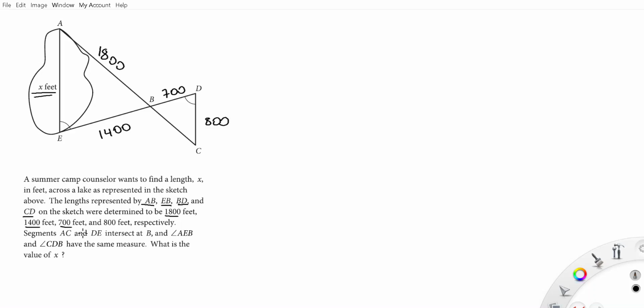Segments AC and DE intersect at point B, okay? And angle AEB, that would mean this angle right here, and CDB, that would be this angle here, have the same measure. What is the value of x? So that's a whole lot of information.